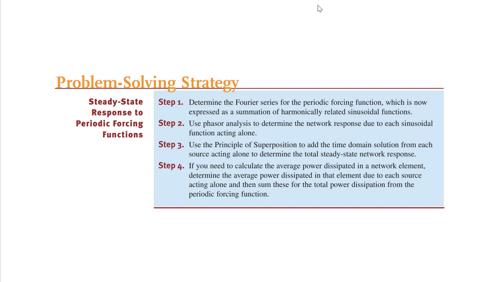Problem solving strategies for steady state: determine the Fourier series for the periodic forcing function. So first of all, we will determine the Fourier series for all these things. So we will determine V1, V2, V3, V0 or I, etc. for such things.